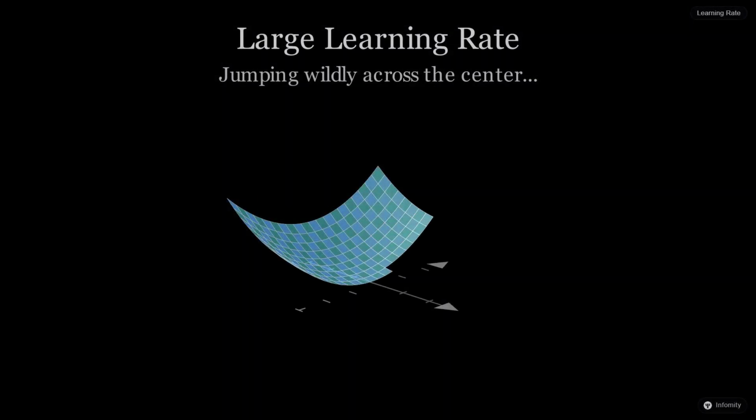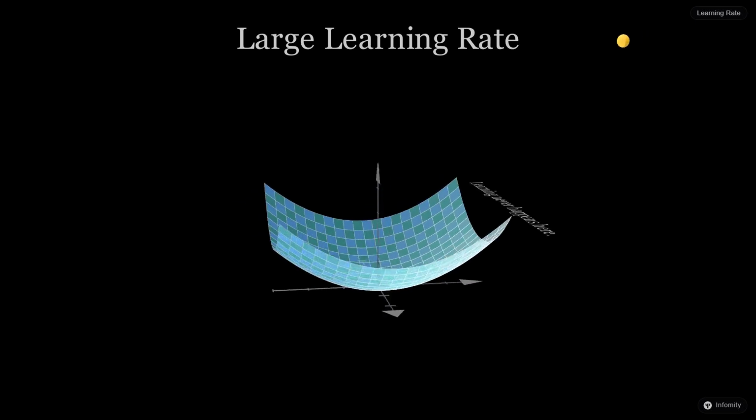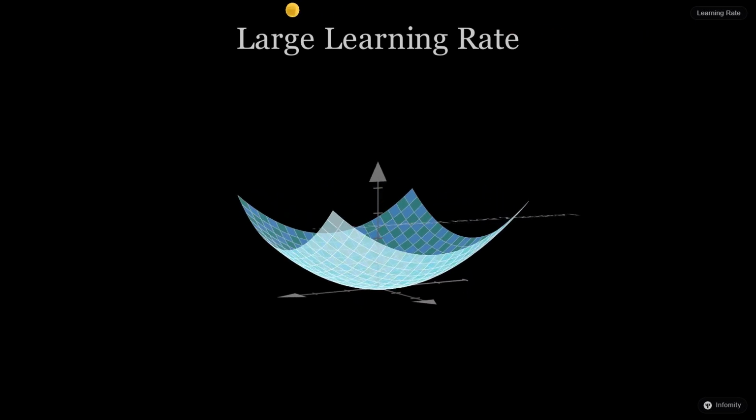But what if we are too impatient? A large learning rate makes the model jump across the landscape. Instead of settling into the minimum, it might bounce from side to side, or worse, overshoot completely and diverge, flying off into infinity. This is the unstable path where learning never happens.